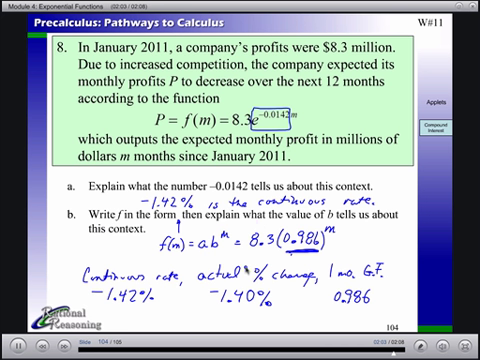Yeah, so I have some profit. Call it just little p. How do I get the profit 3 months later? That's right. Every month I multiply by 0.986. So 3 months later I'd multiply by it 3 times. So there's my profit. That's my profit 3 months later. Every month, what happens to the profit? It goes down 1.4%.